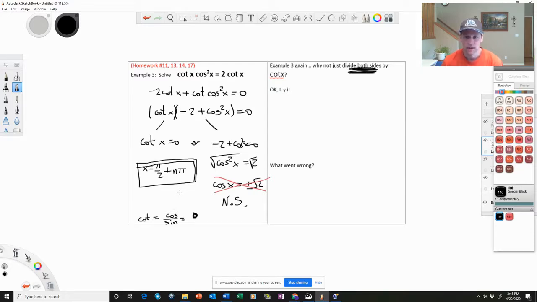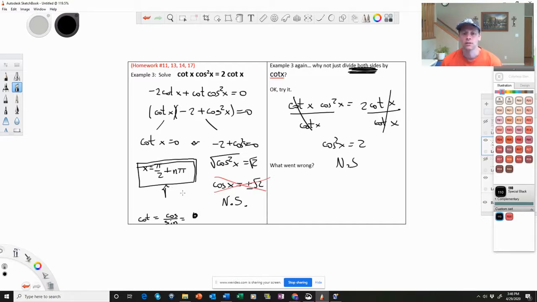Good enough for that. Now, why would you not divide both sides by cotangent of x? So let's go ahead and try that. You never want to divide both sides by a trigonometric ratio at all, ever. And here's why. If we divide by the cotangent of x and divide by the cotangent of x, that goes, and I get the cosine squared of x equals 2, which is this. And of course, I get no solution, and I'm done. But there is a solution. It's this one right over here.